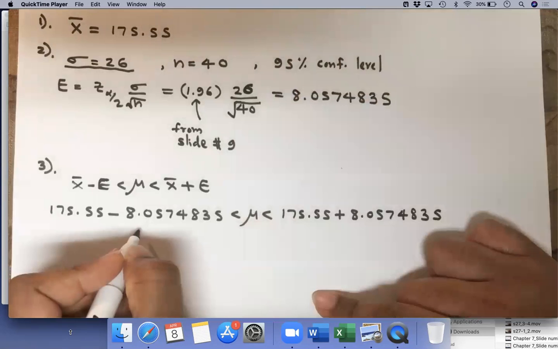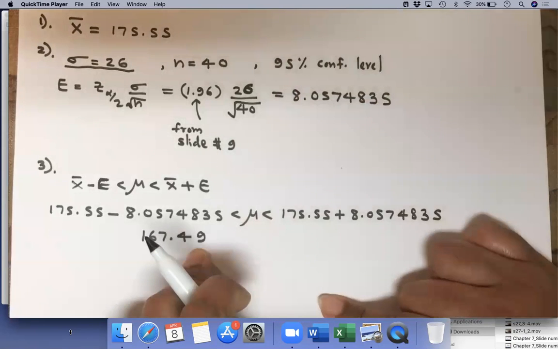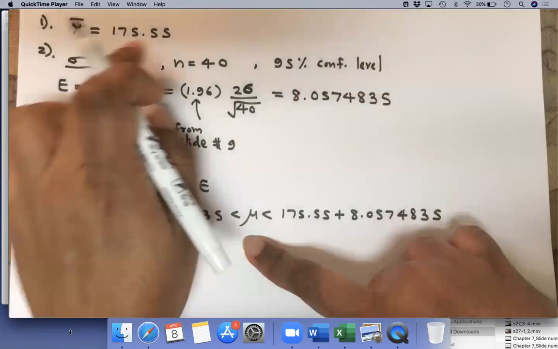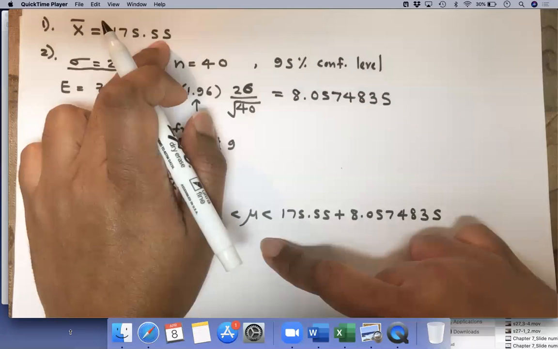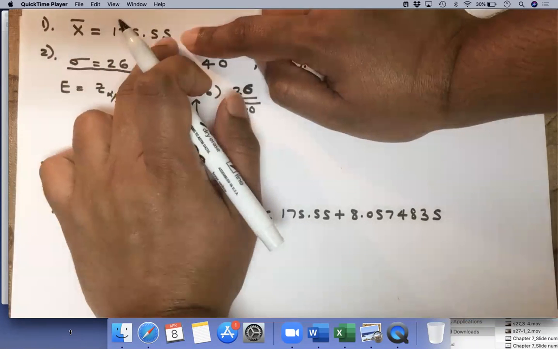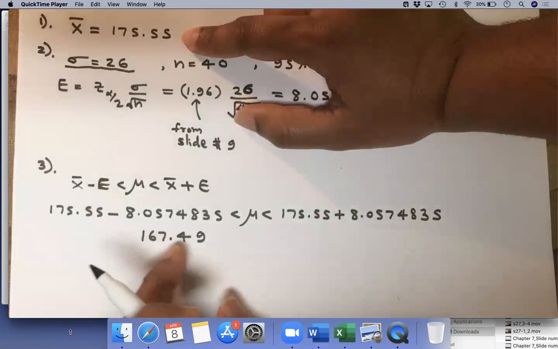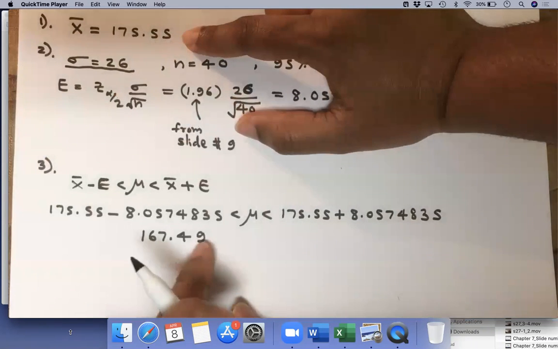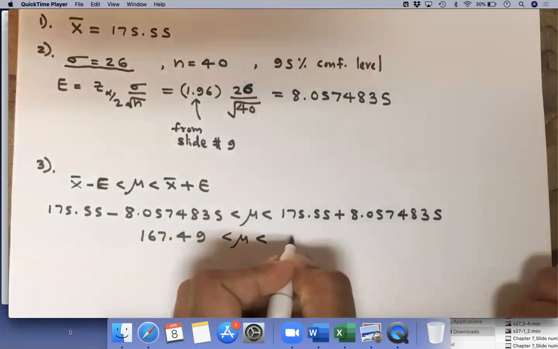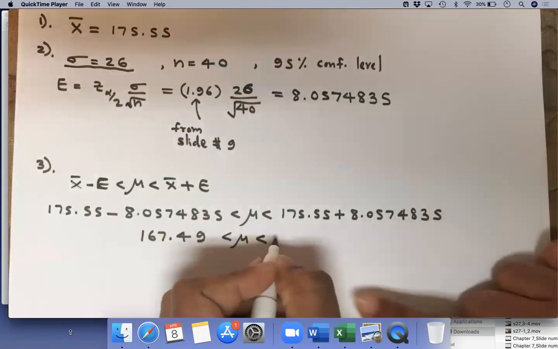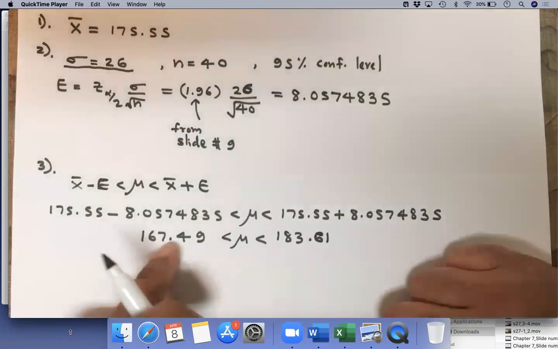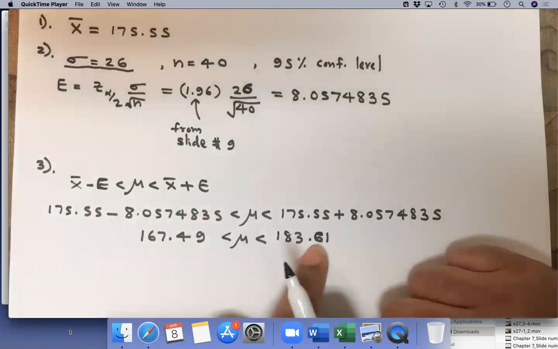Then what is our lower confidence limit? It's 167.49. Here I write up to 2 decimal places. Why? Because I told you that you have to round confidence interval limits to the same number of decimal places as the sample mean. In our sample mean we have 2 decimal places. So in the final answer also, you have to write your confidence limits up to 2 decimal places. Then what is our upper confidence limit? It is 183.61. This is my confidence interval.